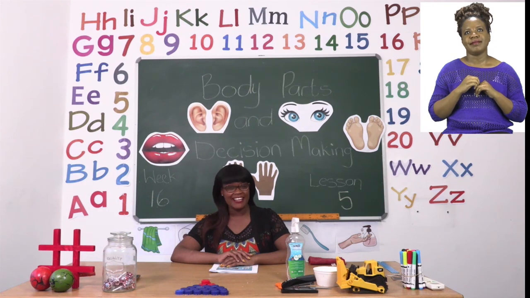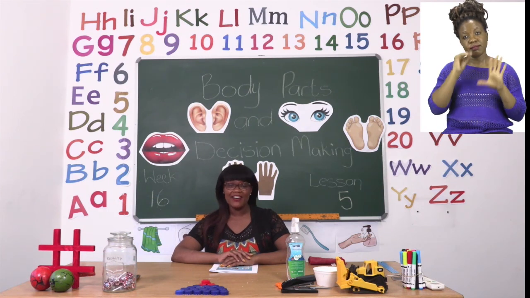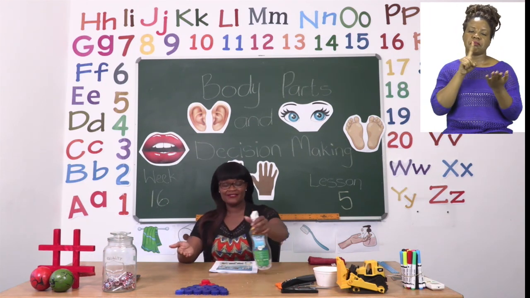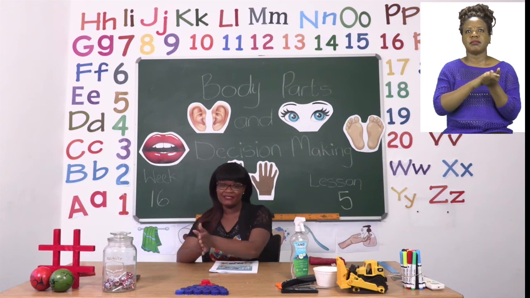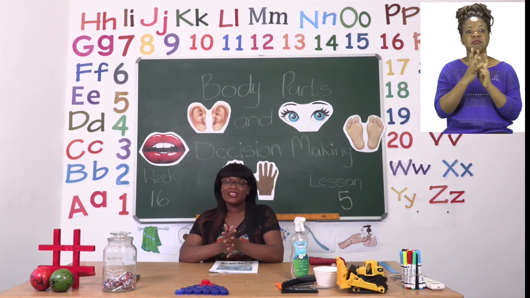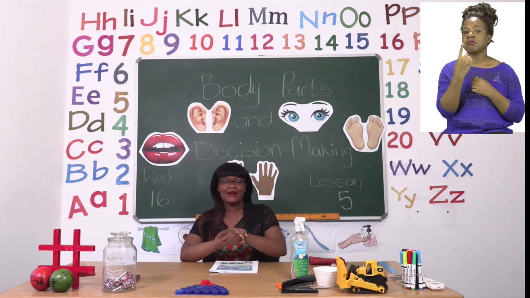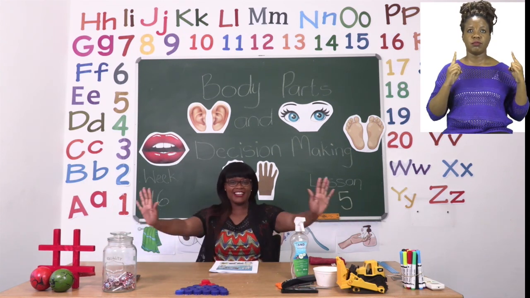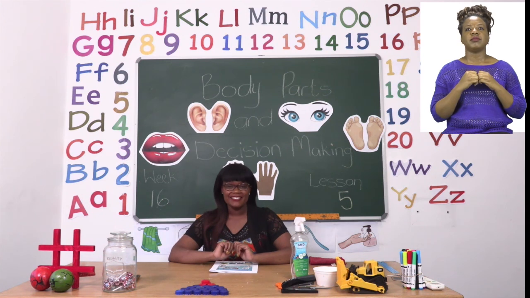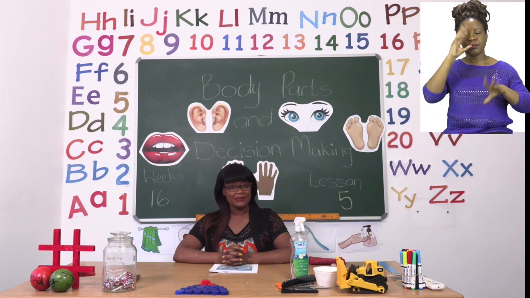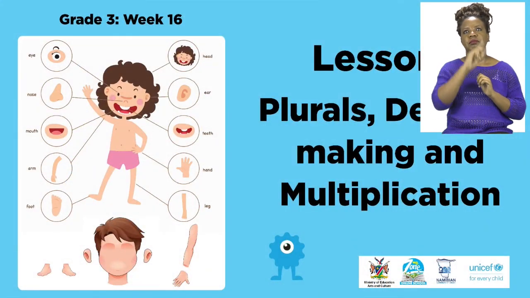Before we get into any lessons, boys and girls, we know that we need to sanitize. So let us take our sanitizer and rub our hands carefully. Remember, sanitizing is not the only way we can stay safe. We can practice good social distancing by checking if we're close to people, using our hands beside us and in front of us. Make sure your hands are dry before you touch anything else. For today's lesson, we will be talking about plurals, decision making, and multiplication.